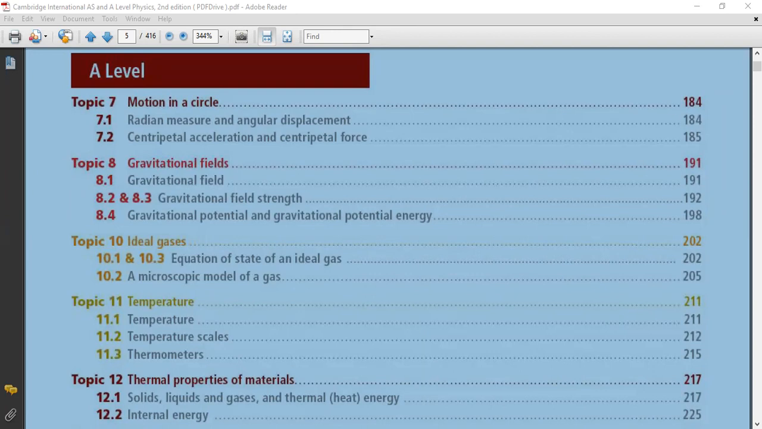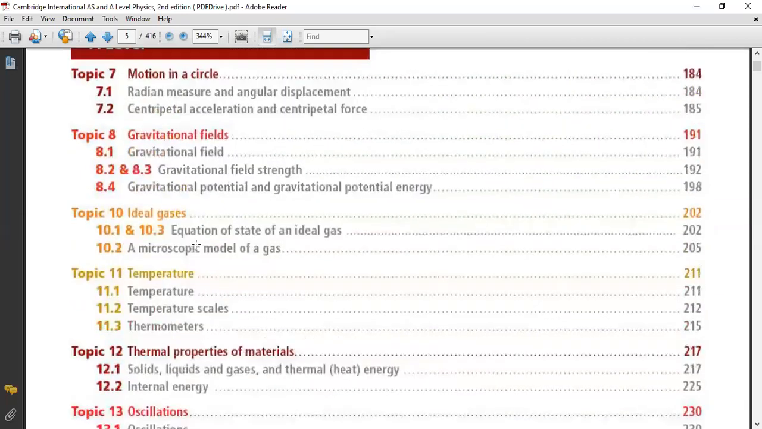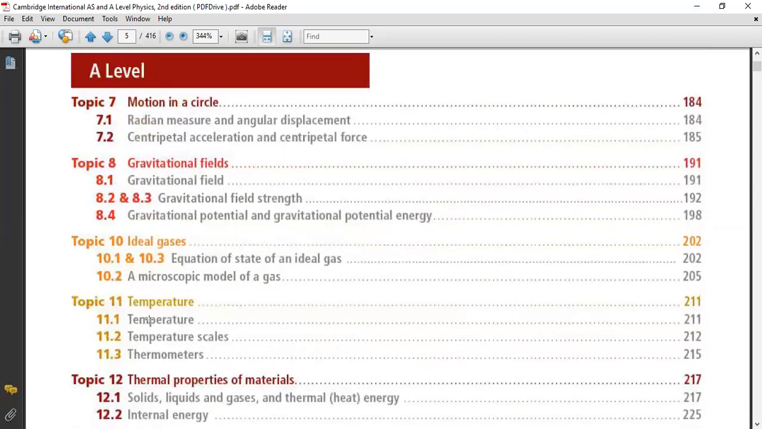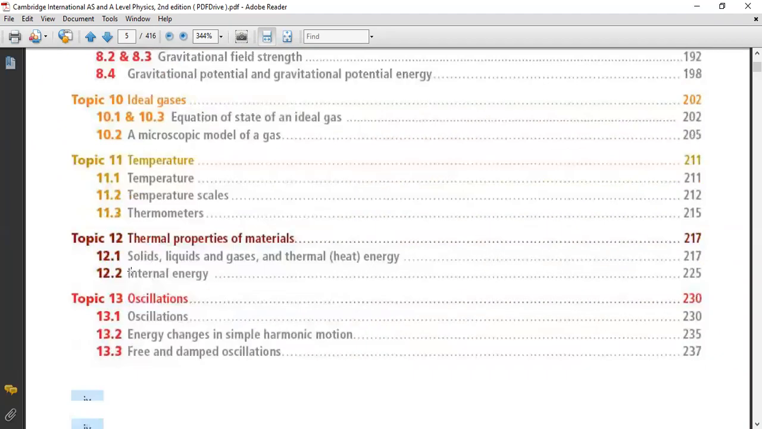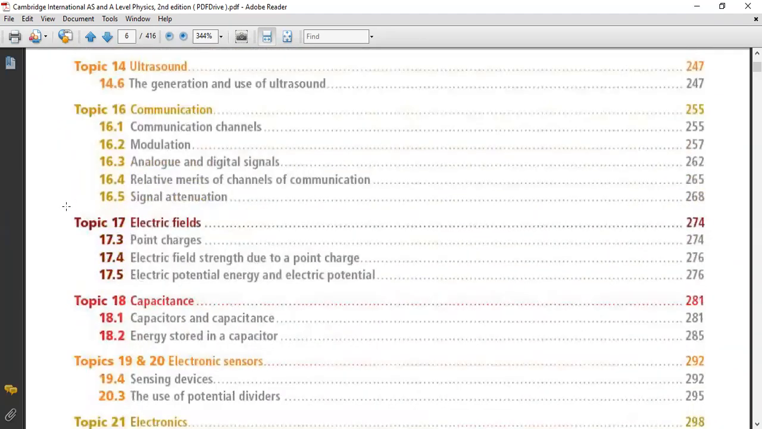Which chapter is going on right now in your school? We finished the gravitational field chapter. Gravitational field completed or going on? It's over, sir. So which chapter is going on now? Chapter 17. Means electric field? I'll send you the topic.